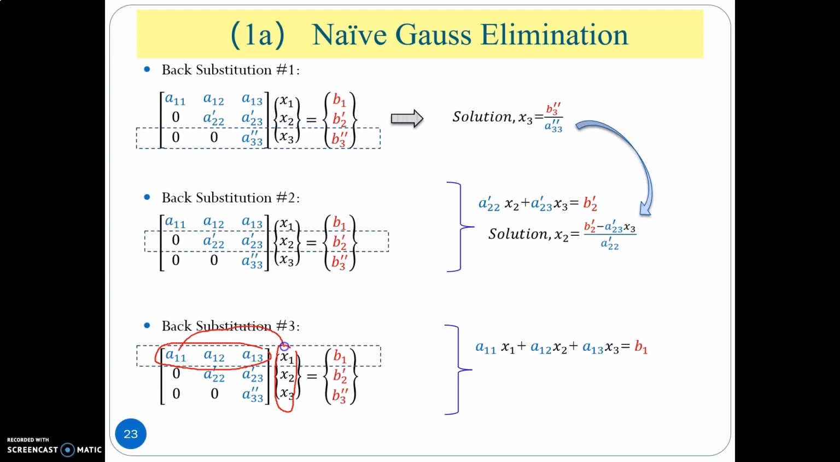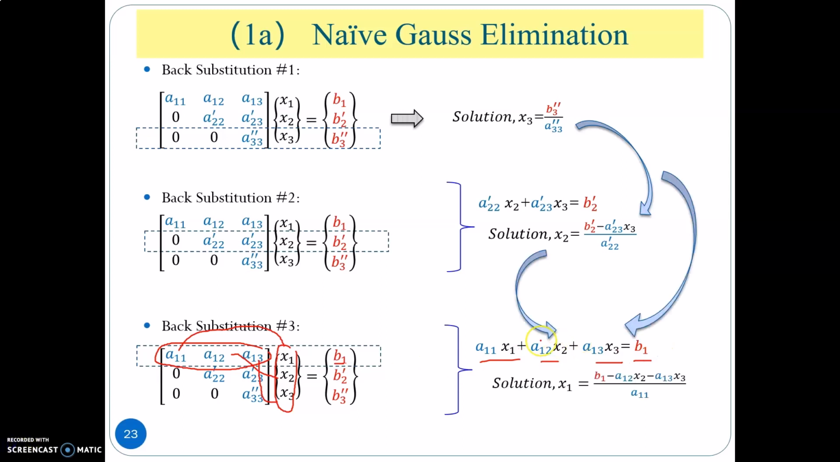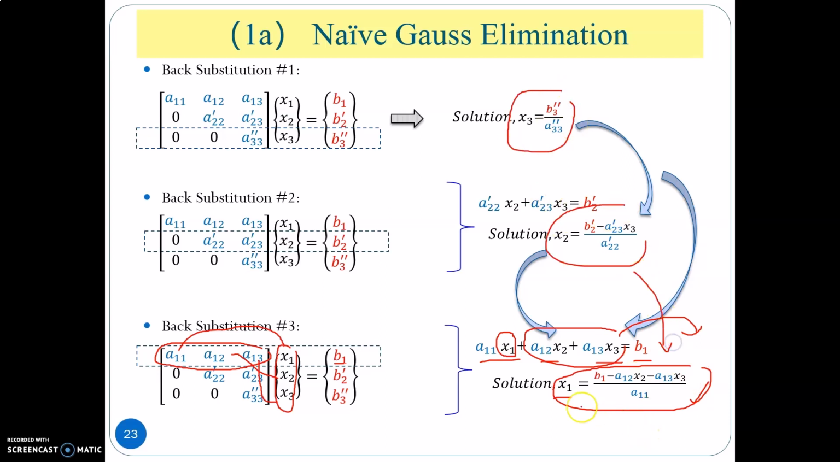A11 multiplied by x1 gives you this term, A12 multiplied by x2 gives you this, A13 multiplied by x3 gives you the third term, equal to B1. From here, you can rearrange the equation and let x1 be on your left hand side and the x2 and x3 terms on your right hand side. With that, you should be able to obtain this answer, and substitute the x2, x3 from the previous answers inside here. Then you should be able to obtain the answer for x1.